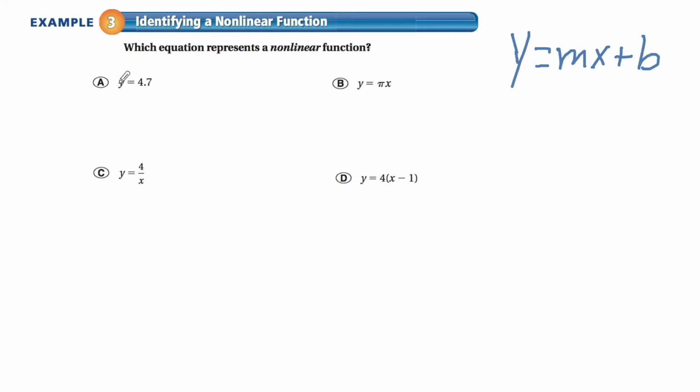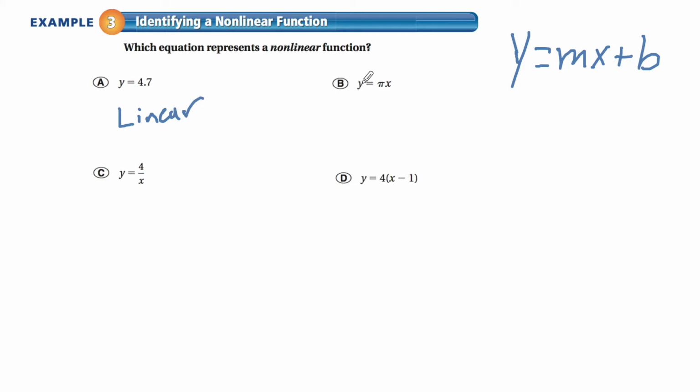So let's look at A. A is written as y equals 4.7. This would make a horizontal line, right? This is one of our special cases. This makes a horizontal line. So this is a linear equation. So A would be linear.